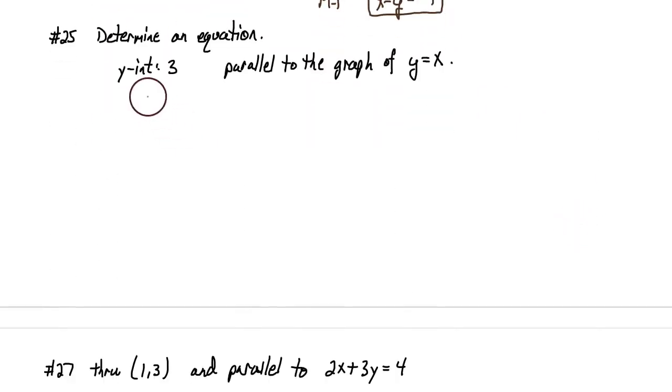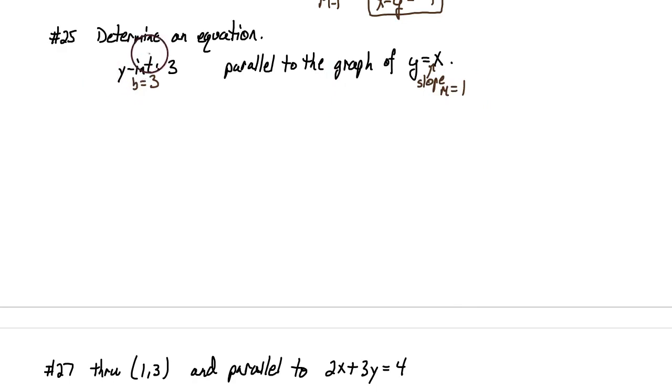Number 25, determine an equation for a line, and we're given some information about the line. We're given its y-intercept. Remember that that's the letter B when you think about formulas. We're also told the line is parallel to the graph of y equals x. Parallel lines are sloped in exactly the same way. Parallel lines have the same slope. So what is the slope of this line here? Well, it's in slope-intercept form. It has the letter y alone. The slope is the number in front of x. So the slope of this equation is m equals 1.